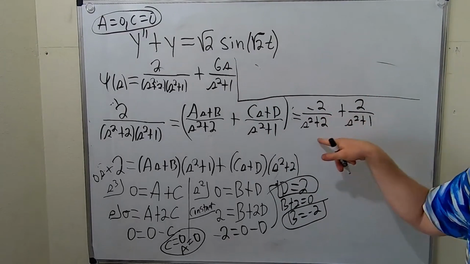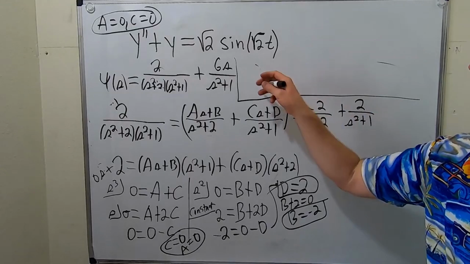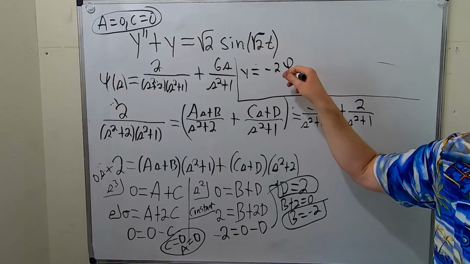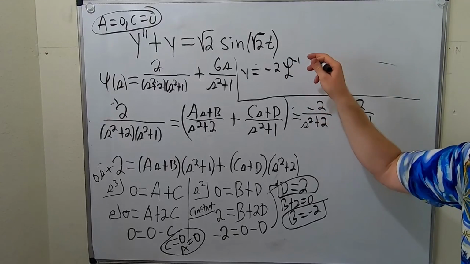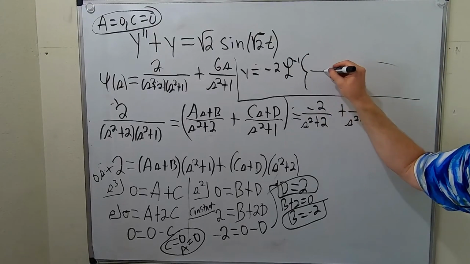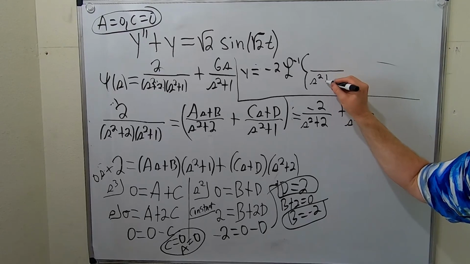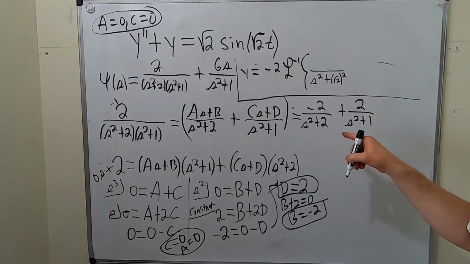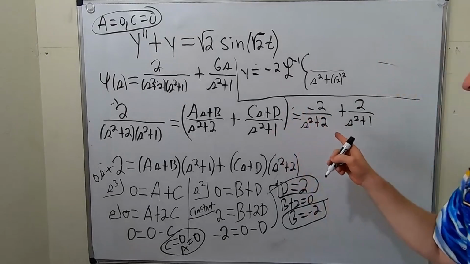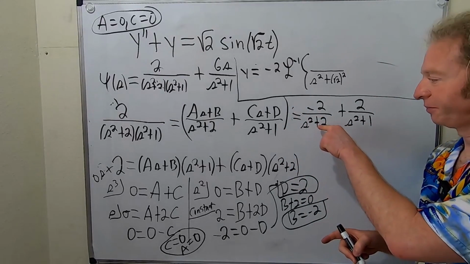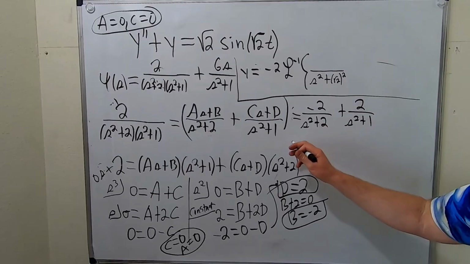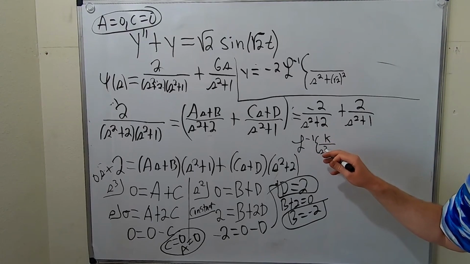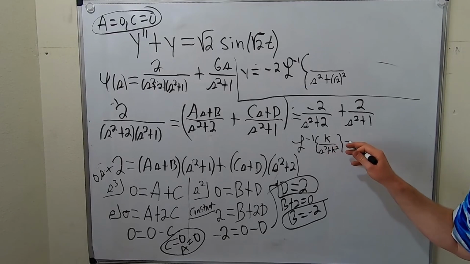So we can take the inverse Laplace of each piece, and we can pull out constants. So y is equal to negative 2 inverse Laplace of this piece. This is really s squared plus the square root of 2 squared. You might say, what are you doing? I'm using formulas here. The formula we're going to use is this one: the inverse Laplace of k over s squared plus k squared is sine kt.